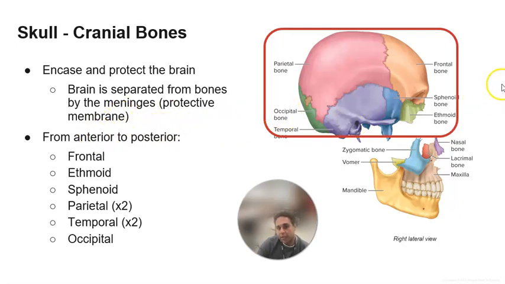Flowing from anterior to posterior, we have the frontal bone, and then going down, we have the ethmoid bone. Then going here, we have the sphenoid bone, and then we have the parietal bones. We have one here, one on the other side, and then we have the temporal bone over here. And then the last one, we have the occipital bone at the back.